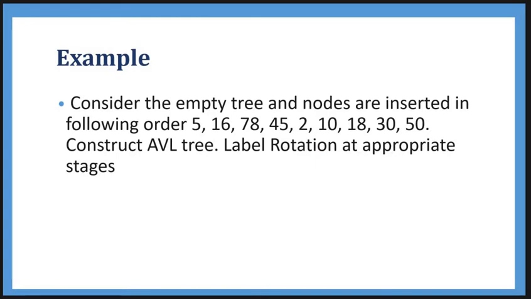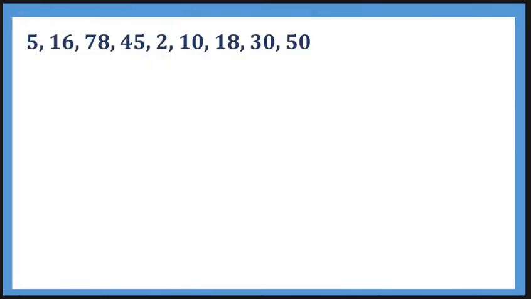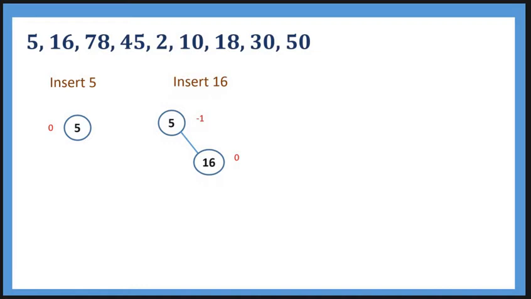Let us start solving this problem. So this is your input 5, 16, 78. So you have to insert in the same sequence. So your first root node is 5. So insert 5. Its balance factor is obviously 0. Then you have to insert 16. So 16 is greater than 5, so it's a right subtree. Write down the balance factor. Then go for the 78.